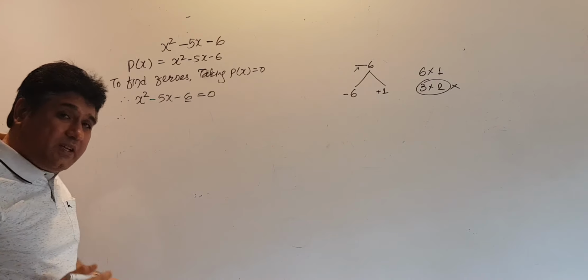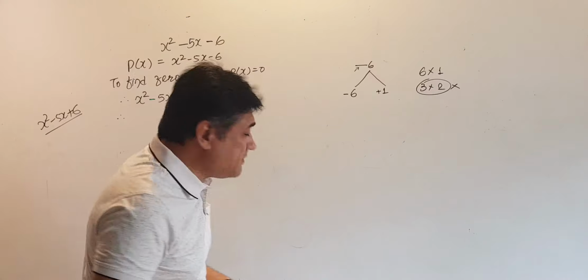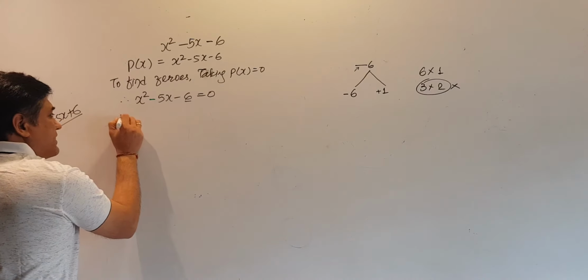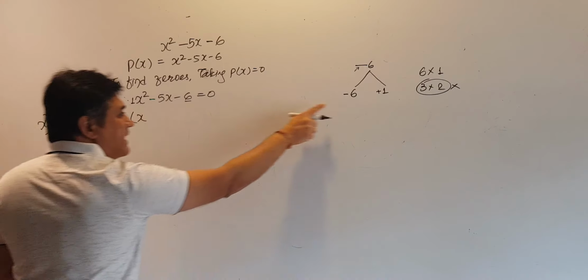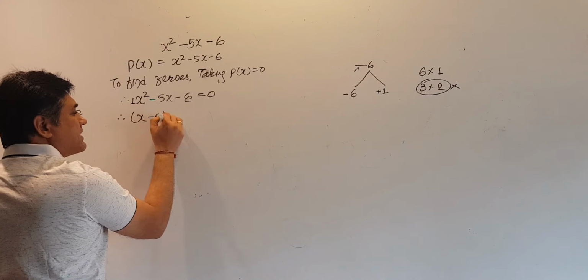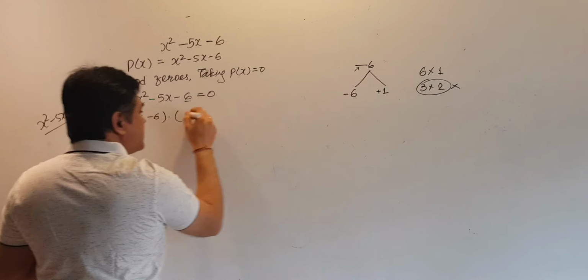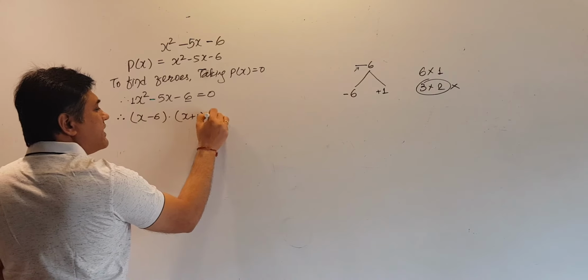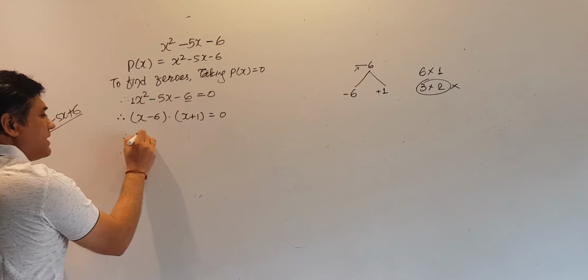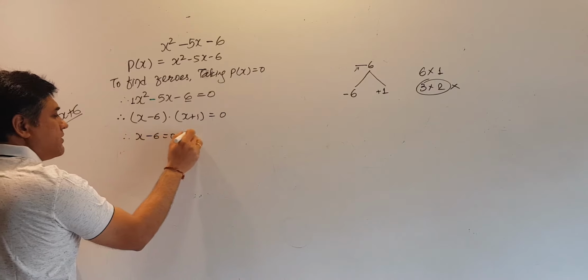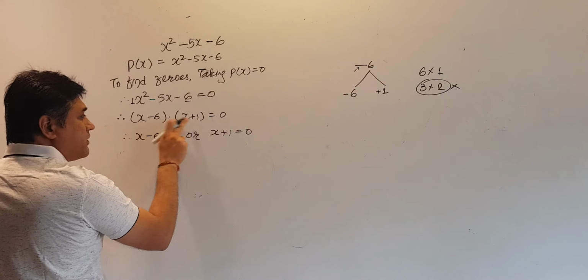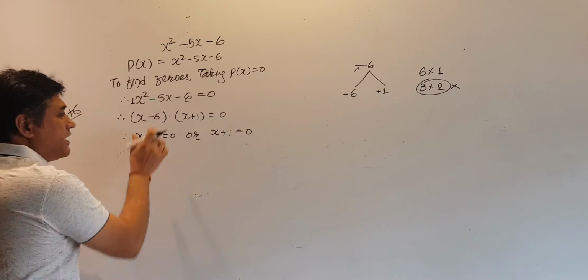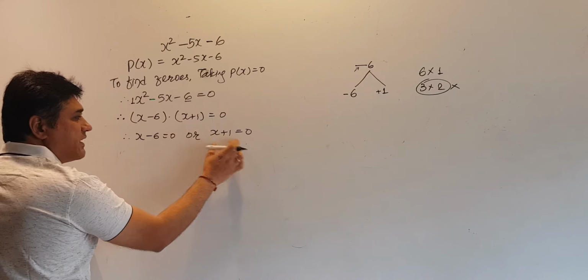Okay. If you feel that you are grown up, you can go directly to the factors because x square's coefficient is 1. The direct factors would be x minus 6 and x plus 1 equals to 0. So now x minus 6 equals to 0 or x plus 1 equals to 0, because the product of both the factors is 0, it means this factor is 0 or this factor is 0.